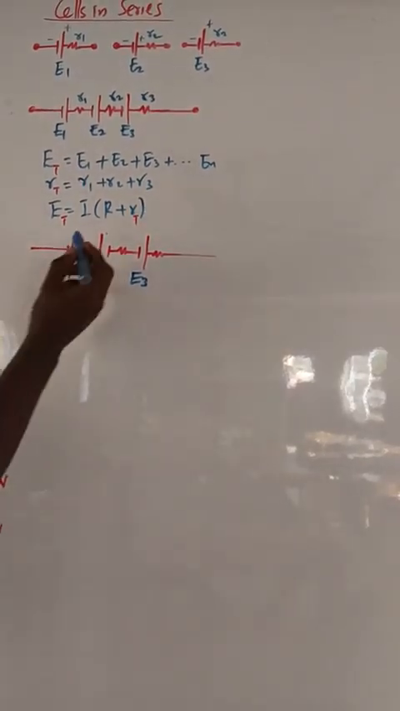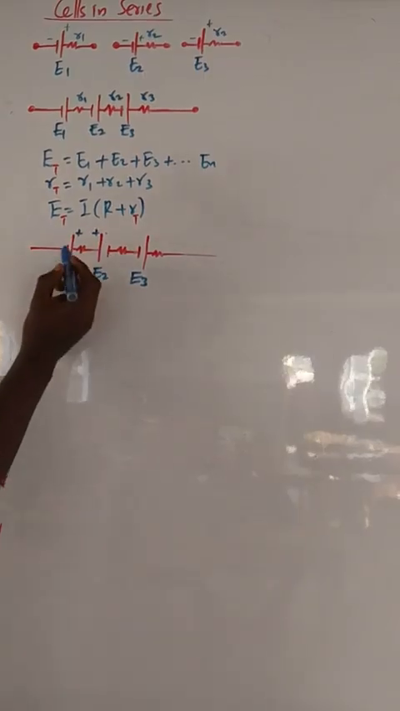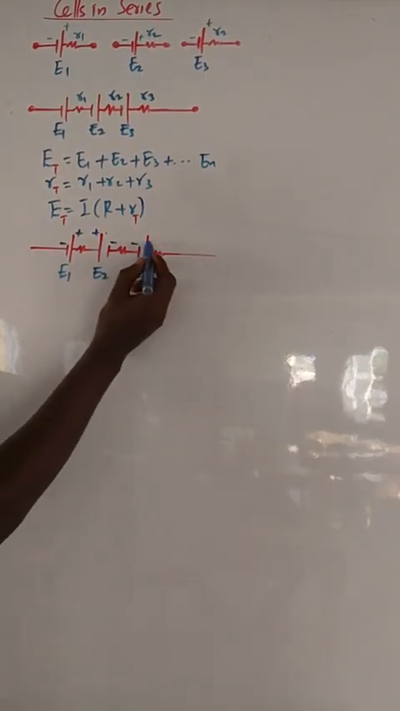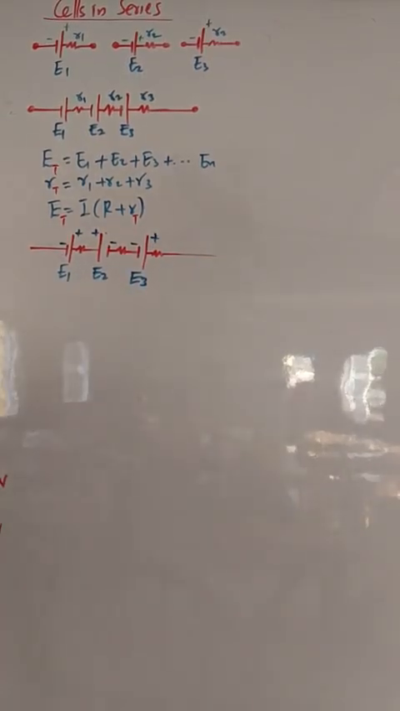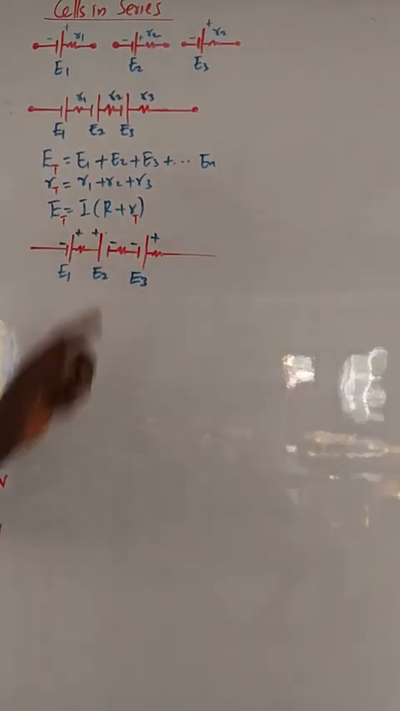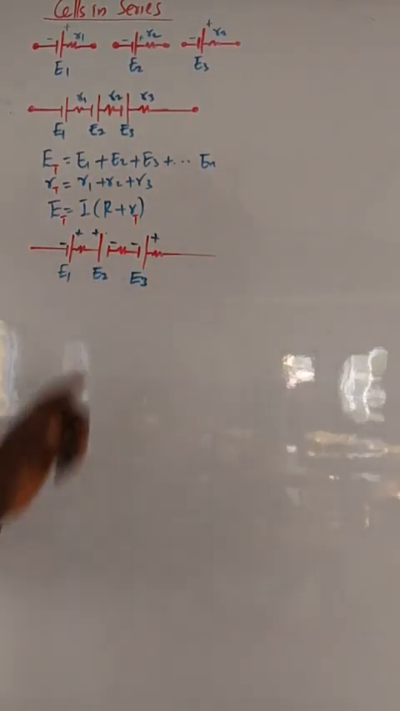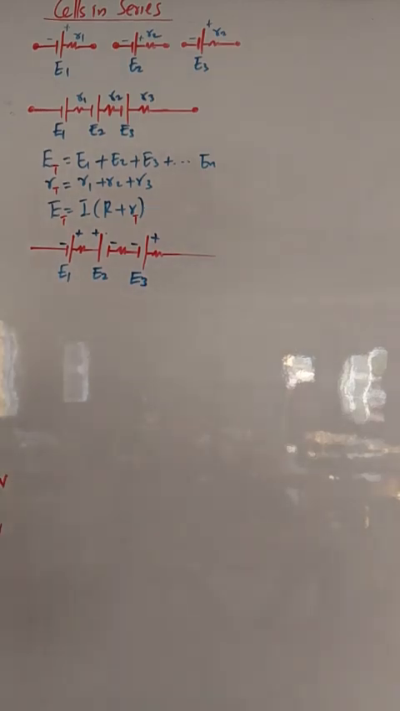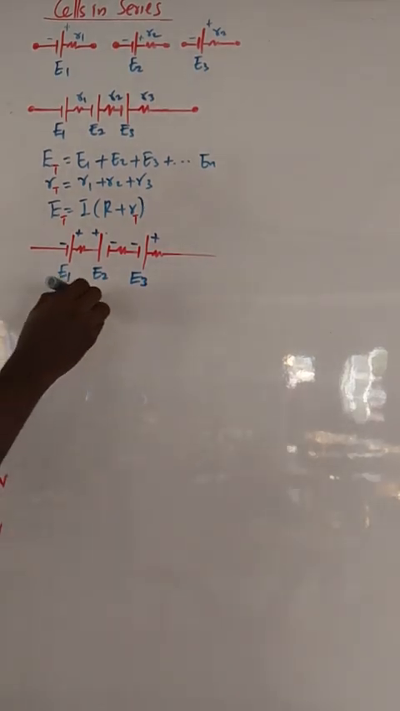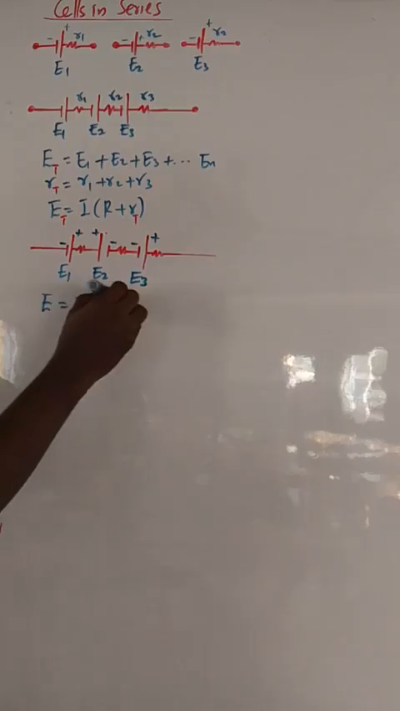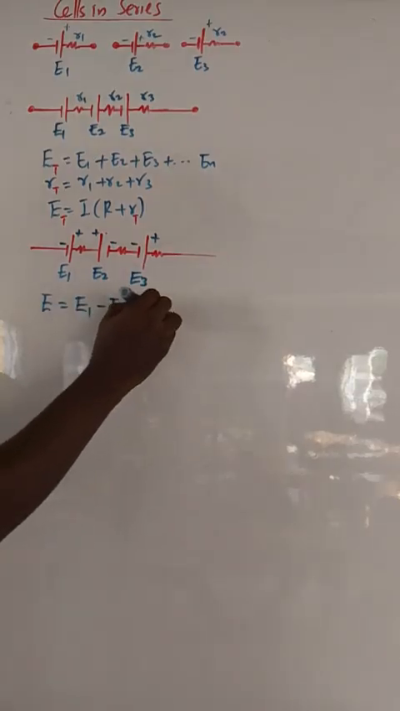This one is positive, negative, positive. So if this alignment is correct, minus plus, but this one is plus minus. If you swap the terminals, it becomes negative. So in this case, total EMF becomes what? E1 minus E2 plus E3.